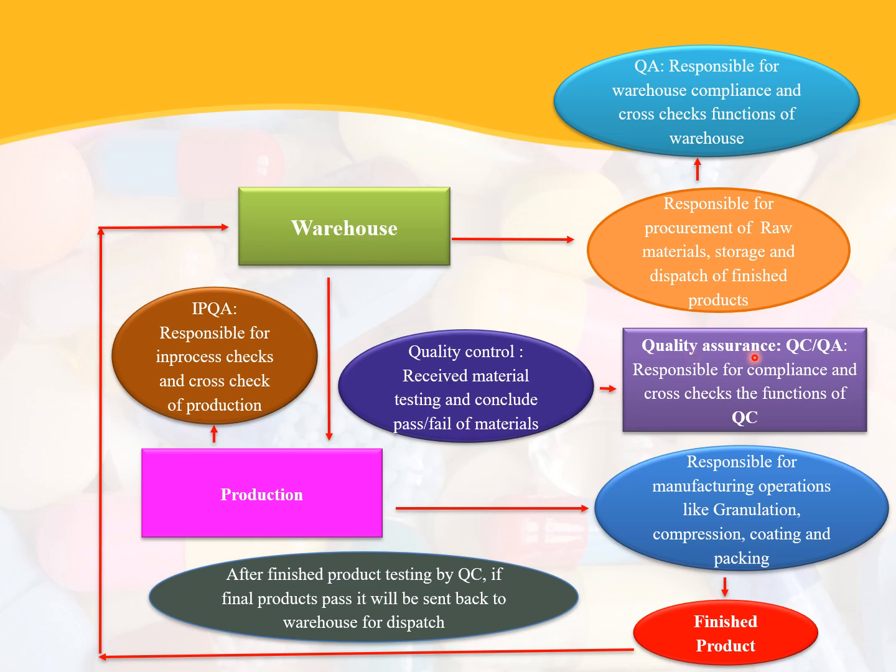Now the quality assurance team. The quality assurance team will be responsible for the compliance and cross-checks the functions of the quality control team. The quality control team will receive the material, perform the testing and conclude whether the materials have passed or failed.